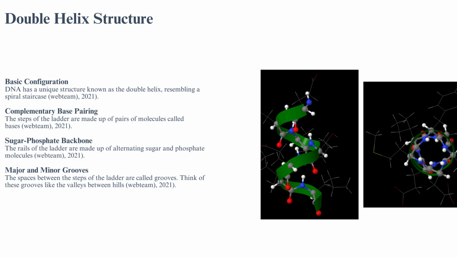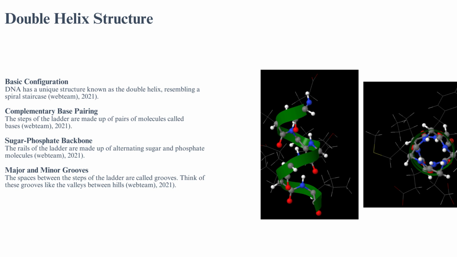In this slide, we will be explaining another one of our objectives, the double helix structure. Let's start with basic configuration. DNA has a unique structure known as the double helix, resembling a spiral staircase. Picture DNA as a twisted ladder, with each side representing a chain of chemical building blocks called nucleotides.